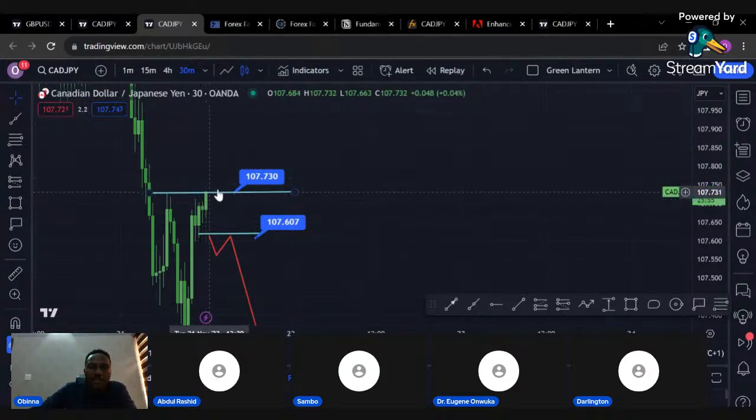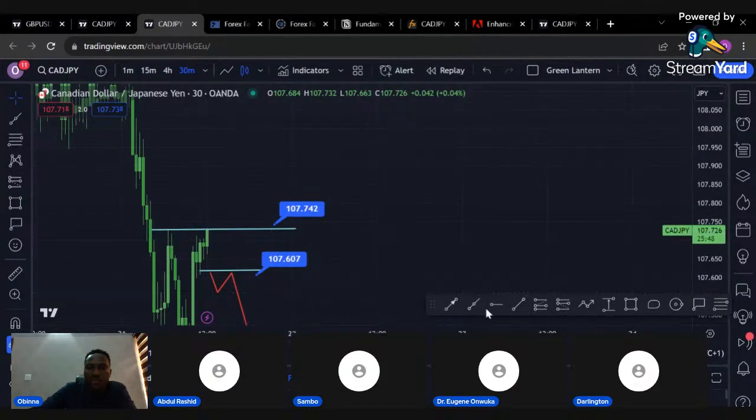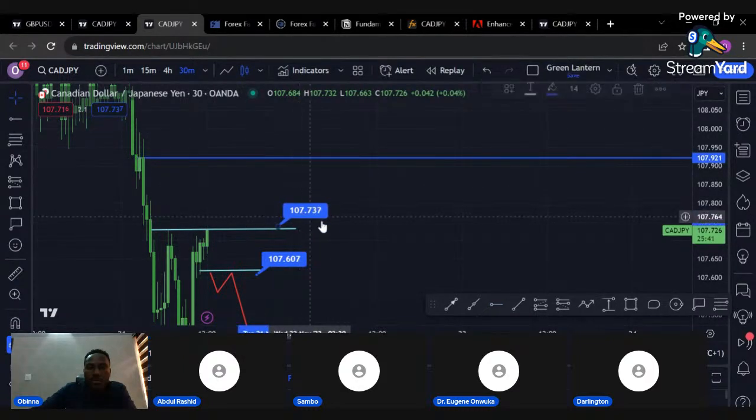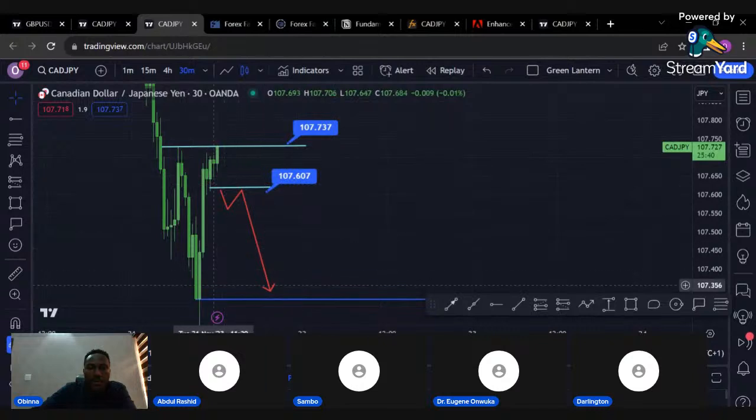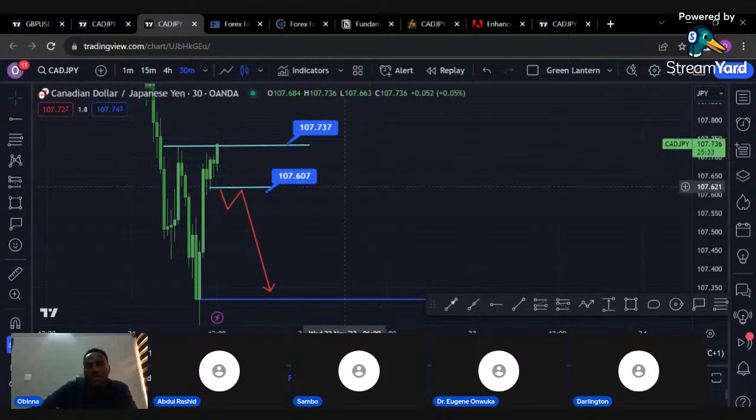But if price breaks this place, which it is about to do, then you have a counter trend. So for the counter trend, you'll be taking TP at this point here. So this place will be your TP point. But if this place is not broken, that is 107.737, then you'll be looking for sales down to this place.